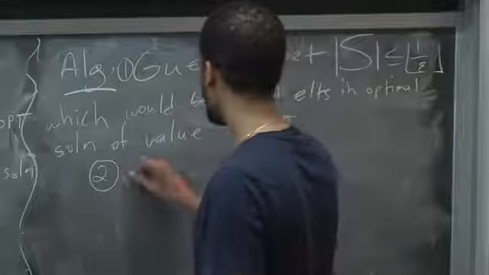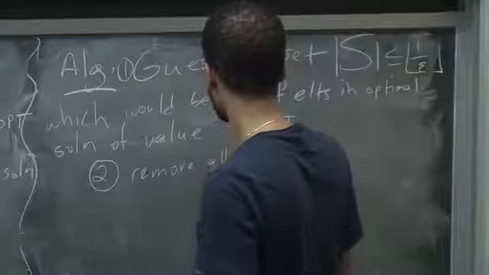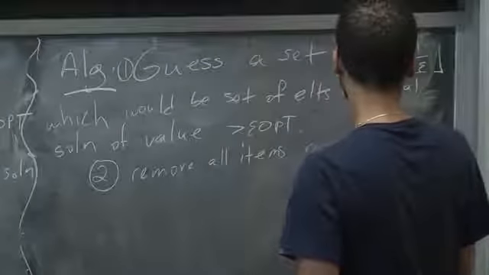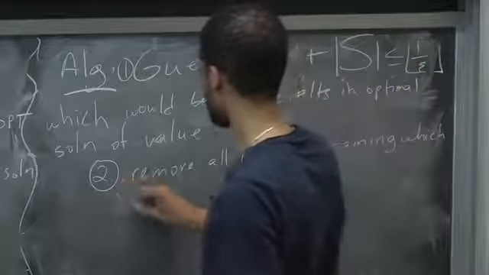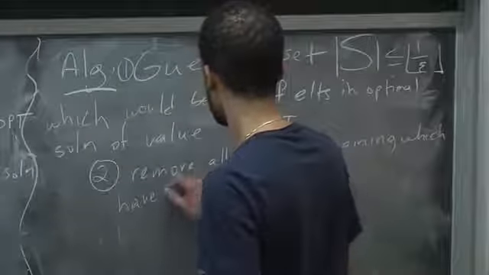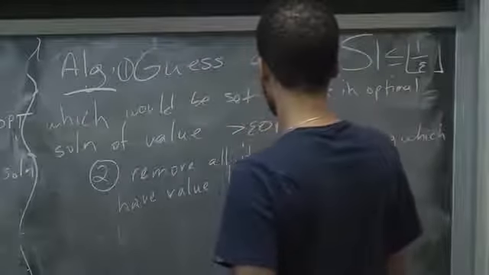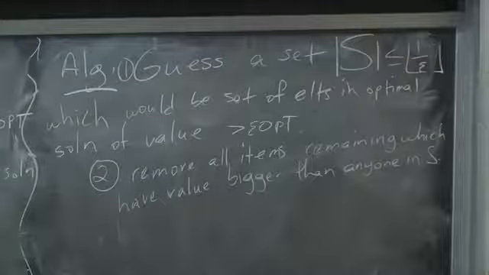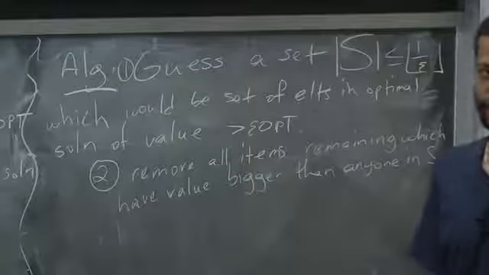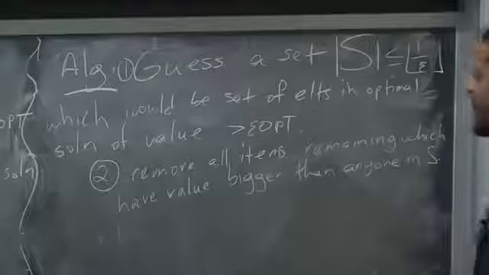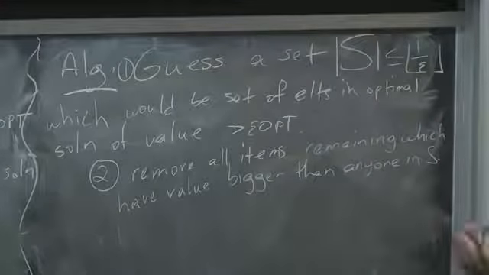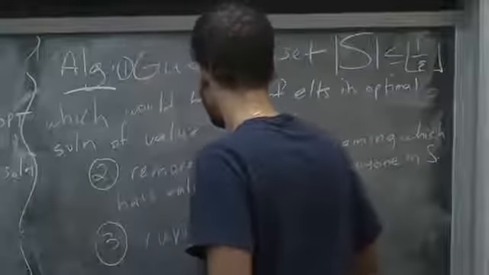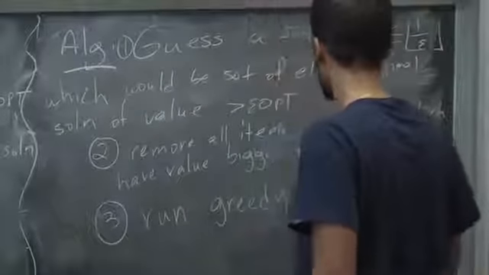Then step 2: remove all remaining items which have value bigger than anyone in S. So S is supposed to be the set of items with value at least epsilon opt. Now that we've guessed S, we can remove all the items which have value bigger than them, because we're assuming that is the set of big items. And then step 3: run greedy on what's left.